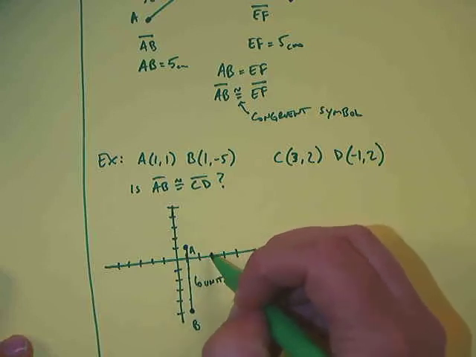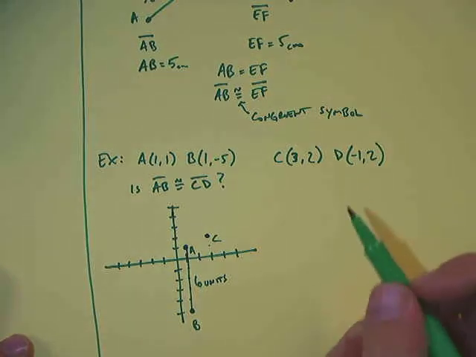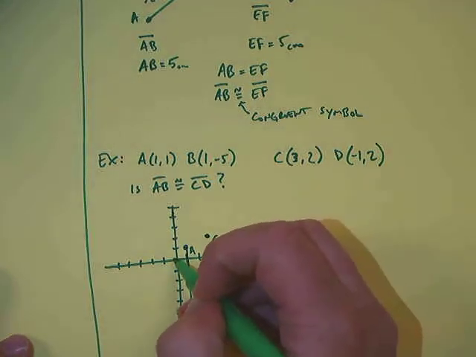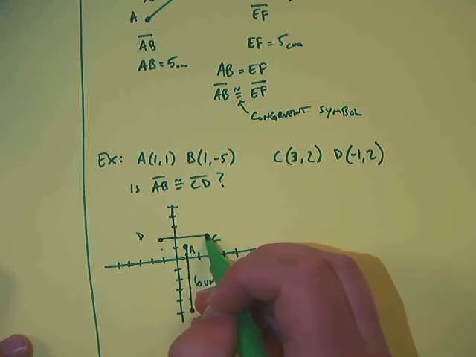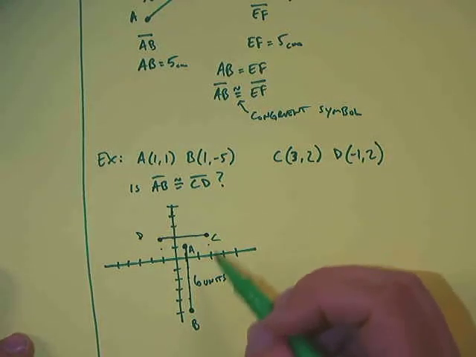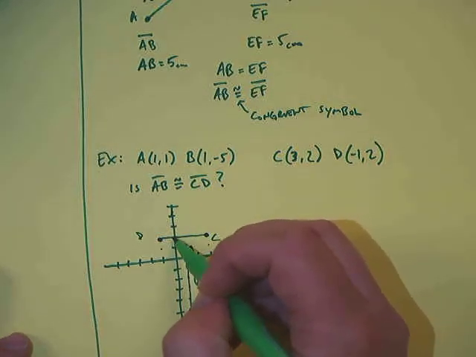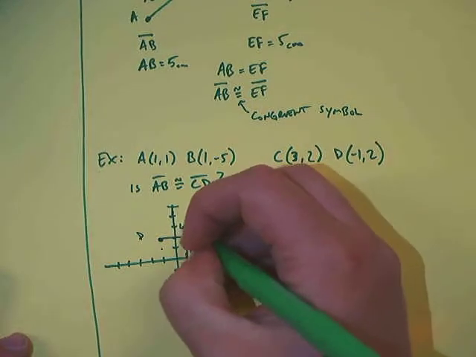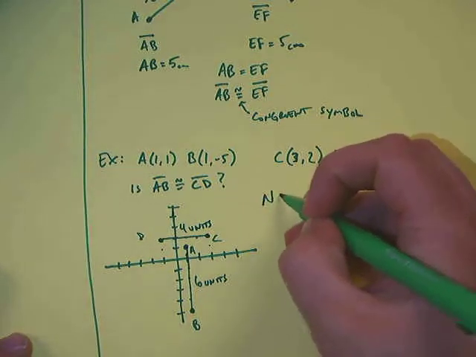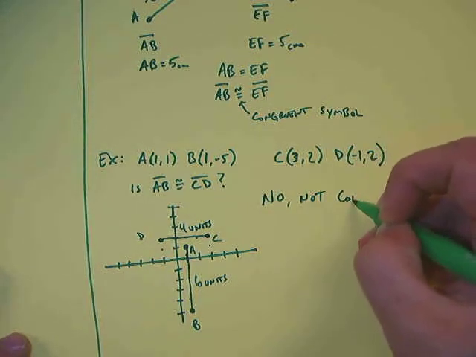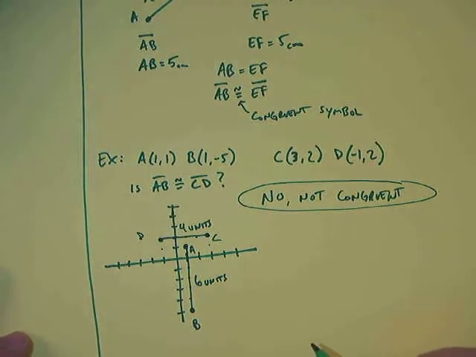Okay, then we're going to do the same thing for CD. So C is the point (3, 2). So we go over to the right, 1, 2, 3, and then up 2. And there's point C. And then for point D, it's (-1, 2), so we go to the left 1 and up 2. And there's point D. And now just visually, we can tell that these are probably not the same length, but let's count and check just in case. Start at D, we go 1, 2, 3, 4. This is 4 units long, which is not the same as 6 units, so our answer is no, not congruent.